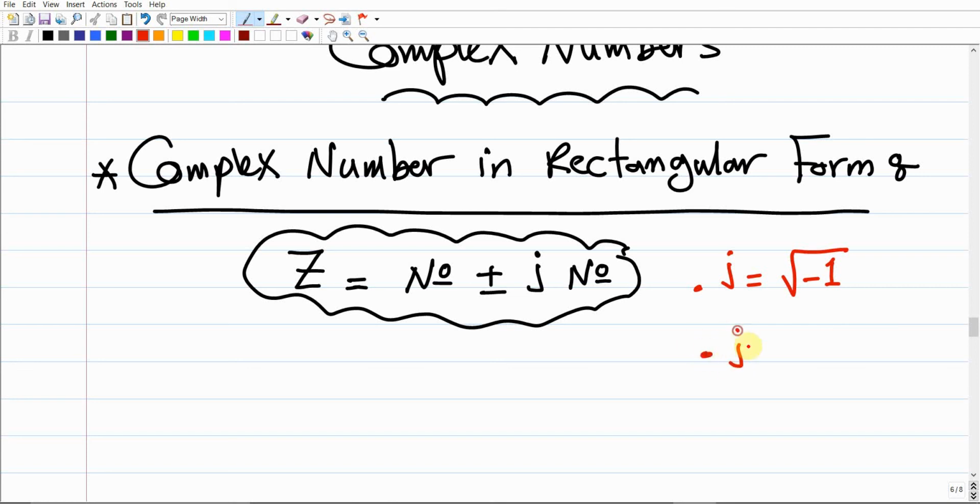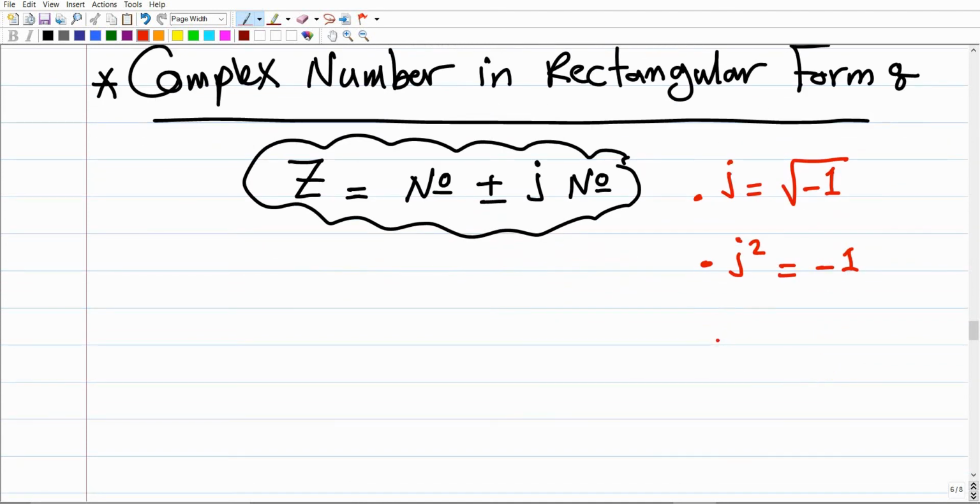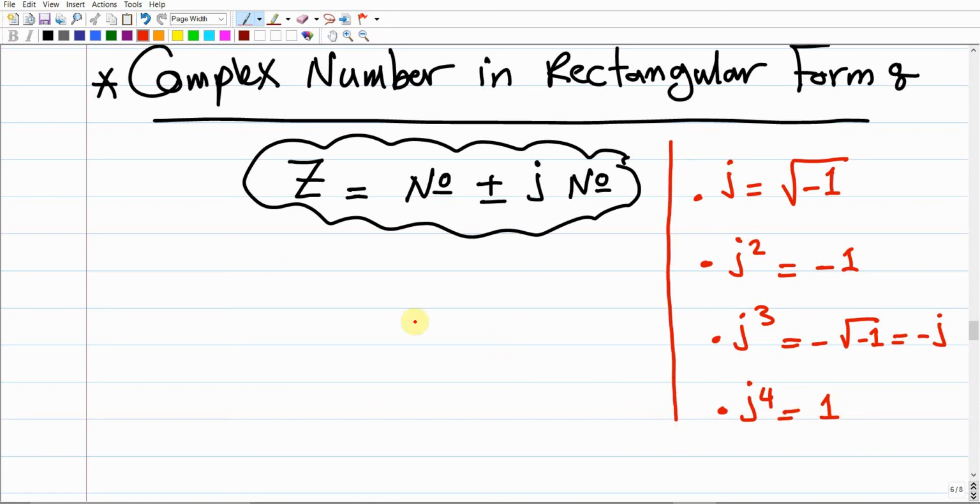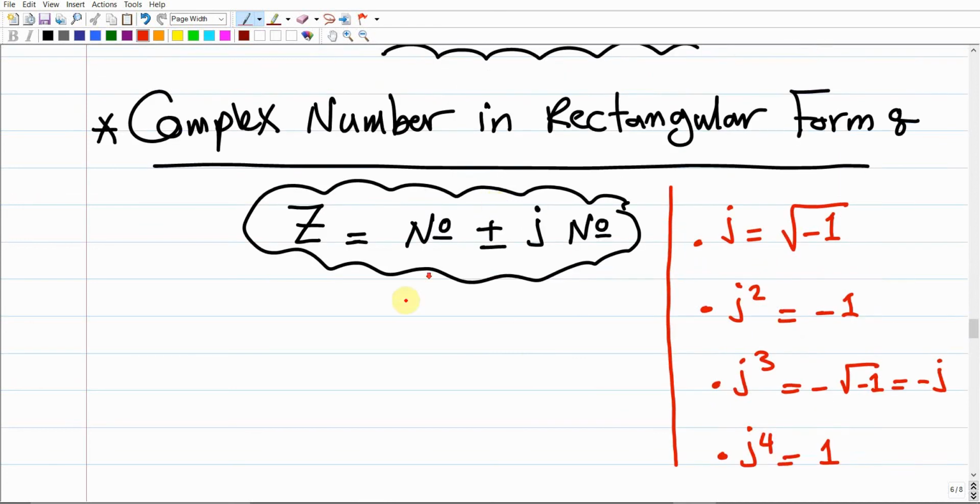And the square of j should give us -1, and j to the power 3 is going to give us the negative of the square root of -1, which in the end is the negative j. And j to the power 4 is just going to give us 1. Make sense? These identities, I'm pretty sure you had an idea about them. And again, this is the rectangular form of a complex number.